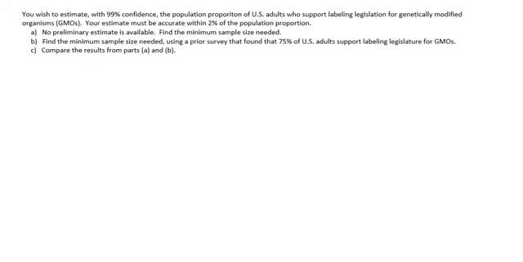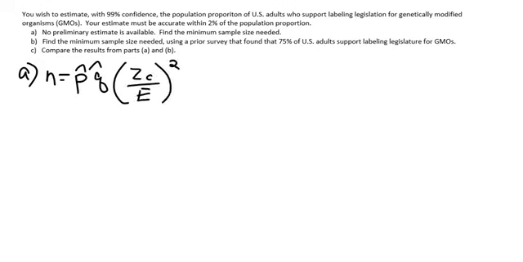For this question, we're going to use the formula n equals p hat times q hat times the critical score divided by E, all squared. When no preliminary estimate is available, we automatically assume that p hat and q hat are both equal to 0.5.